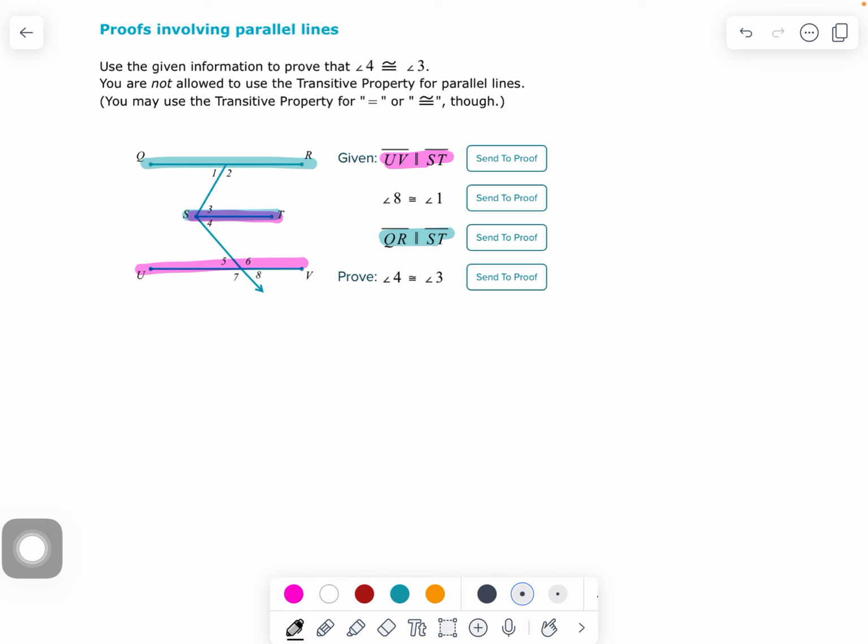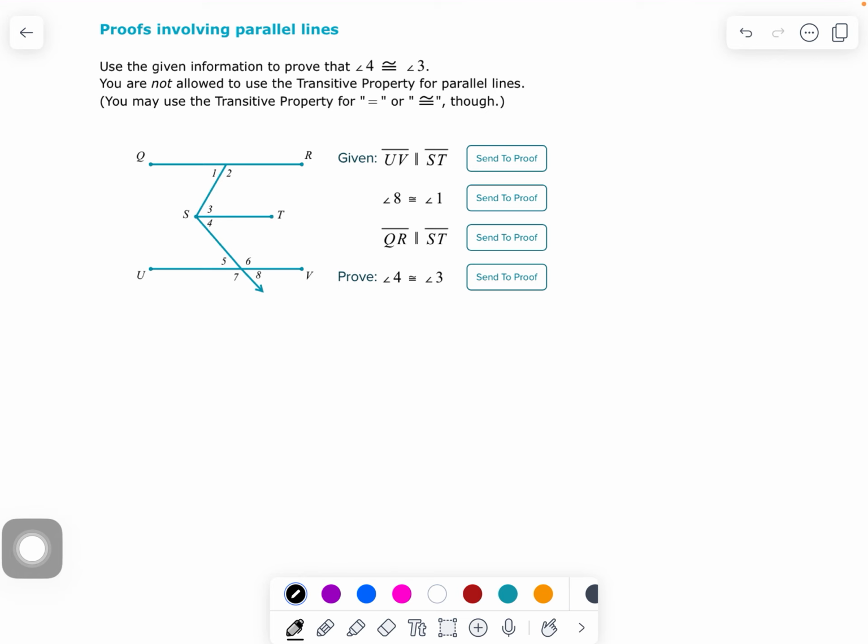And then QR is parallel to ST, so this one's parallel to this one. It's really tempting to say, well, that must mean that UV is parallel to QR by transitive, because that feels like a transitive rule. You know, if A is equal to B and B is equal to C, then A is equal to C by transitive. But parallel rules don't apply, okay? You cannot use transitive for parallel for some reason. So, cannot do, all right? Not allowed.